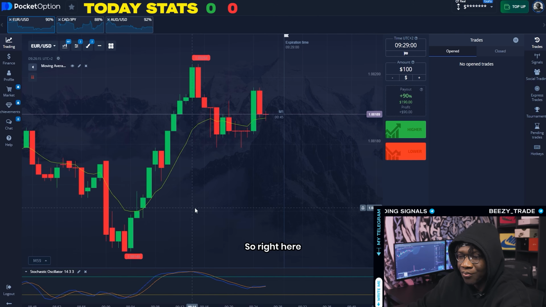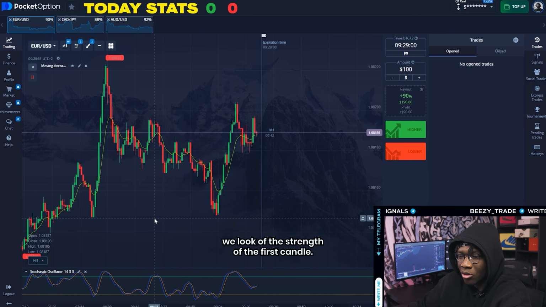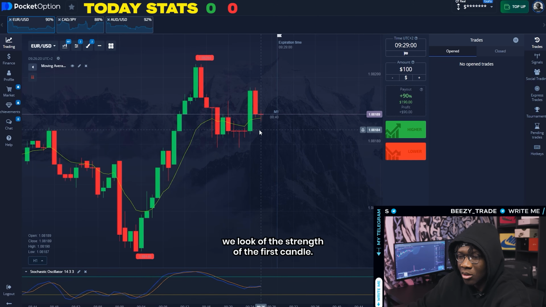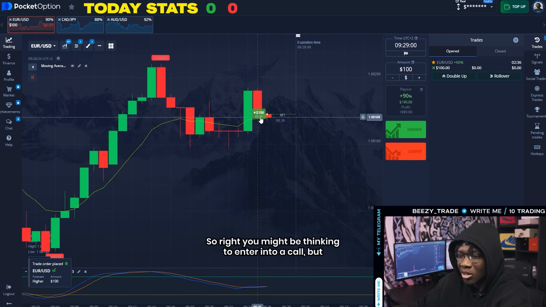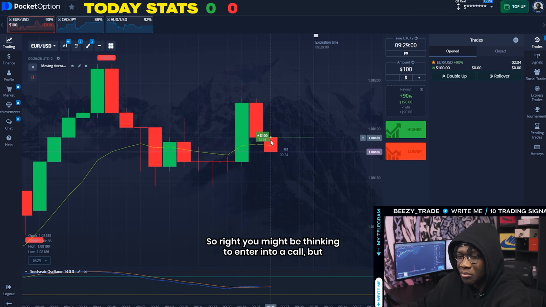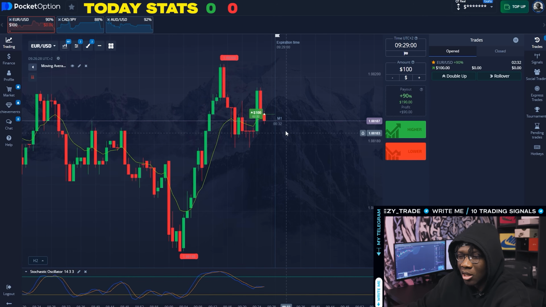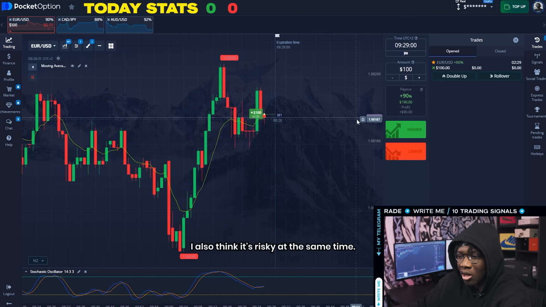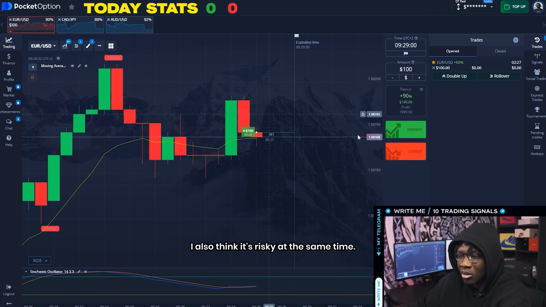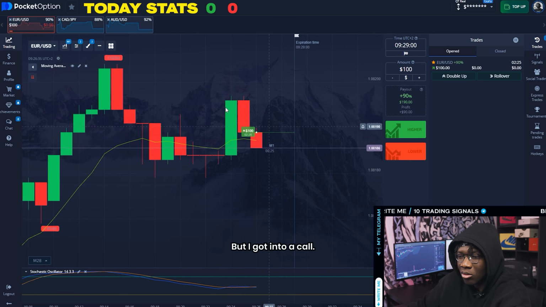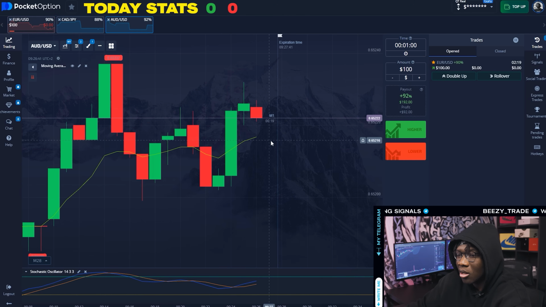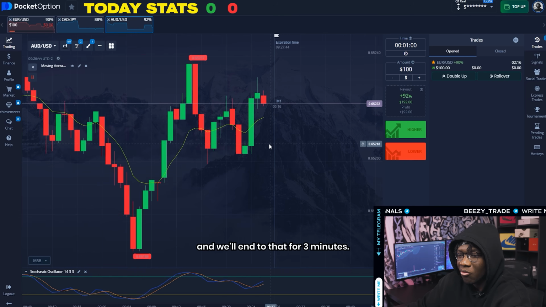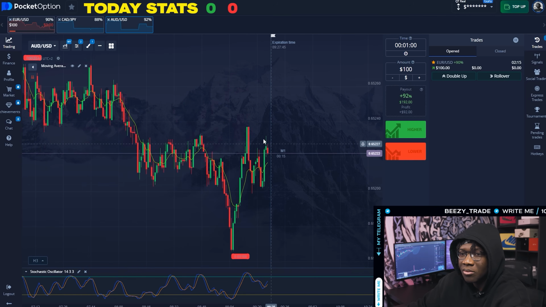So right here, we look at the strength of the first candle. We still see that this candle is a lot longer. So right here, we might be thinking to enter into a call. But I also think it's risky at the same time. But I'm gonna enter a call. I think that the price might continue to flow all the way downwards. And we'll enter that for 3 minutes.